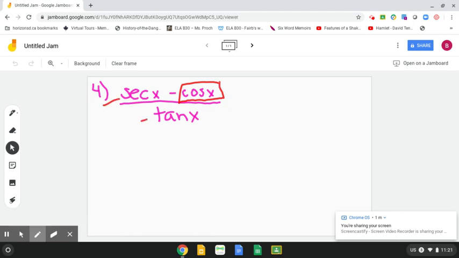So your formula sheet is going to come in handy. If you look at your formula sheet, secant x is the exact same thing as 1 over cos. So I'm going to replace that with 1 over cos. I haven't changed anything, because secant x is the same thing as 1 over cos x. Then leave the minus cos x there, and then go over tan x. Now tan in terms of sine and cos is sine over cos.